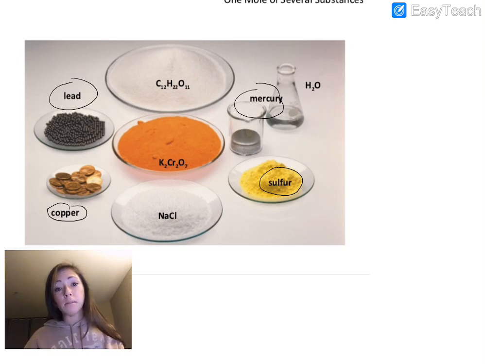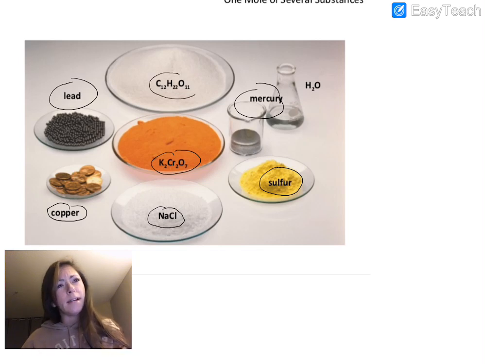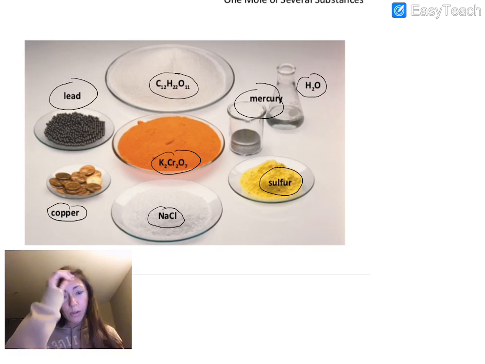Now, when elements are combined in a fixed ratio, the other particle type, that is the more complex form of a pure substance, is a compound. So these are this sodium chloride, you've got this potassium chromate, you got some sort of sugar. This is probably, it's not glucose, maybe fructose, or that looks like regular sugar, so it's probably table or kitchen sugar. Water. Okay, so these are all pure substances. So they are either elements or they're compounds.